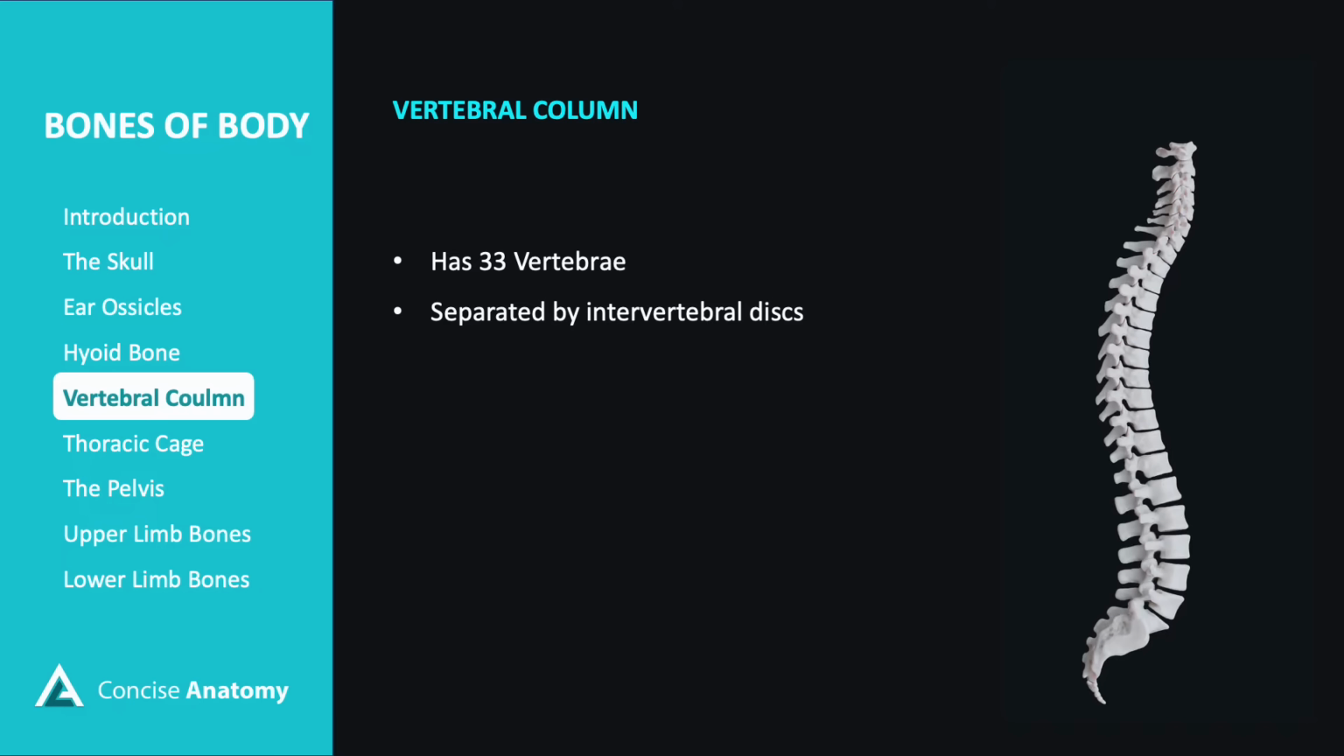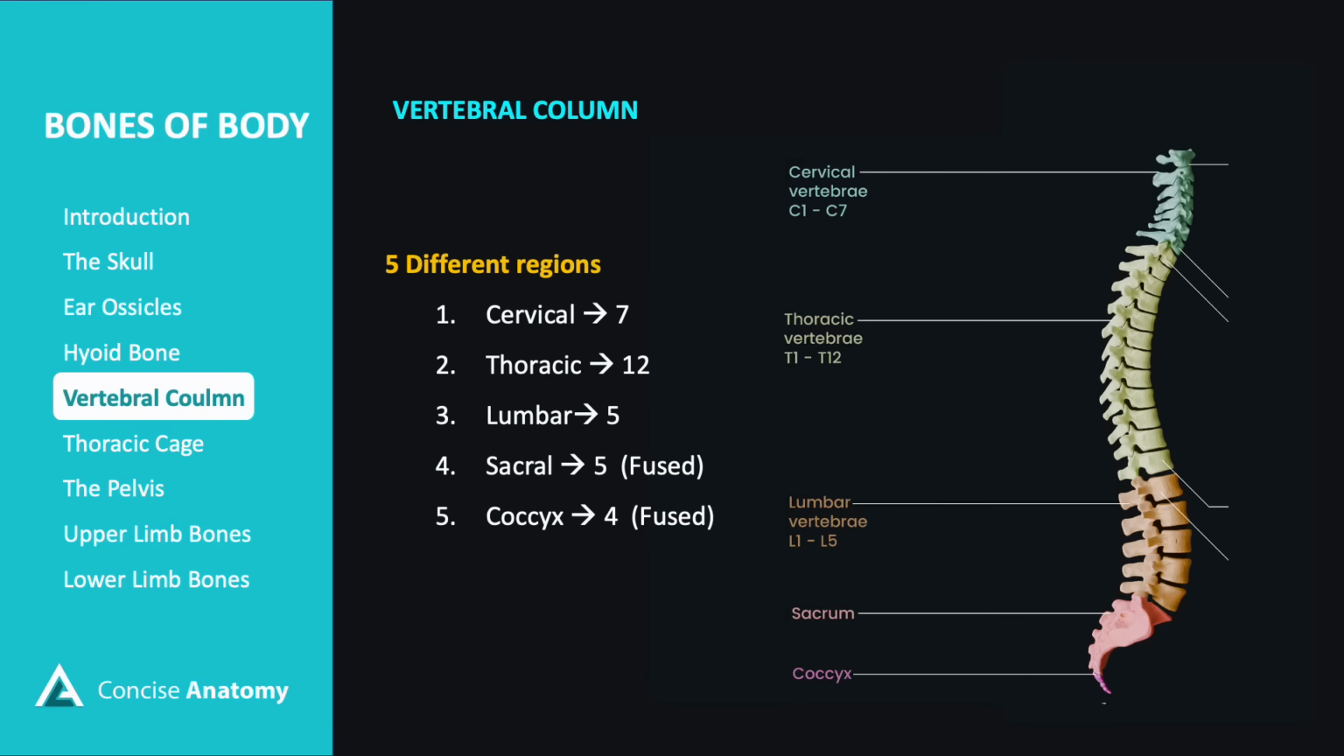The vertebral column consists of 33 vertebrae, separated by intervertebral discs, providing support and flexibility while protecting the spinal cord. The vertebral column is organized into 5 regions: 7 cervical, 12 thoracic, 5 lumbar, and the sacral and coccygeal regions, which consist of fused vertebrae.